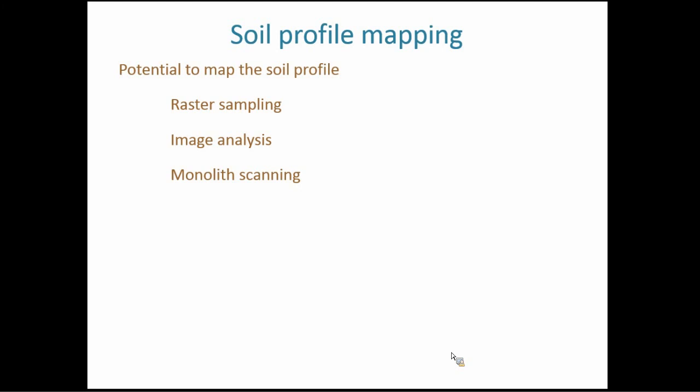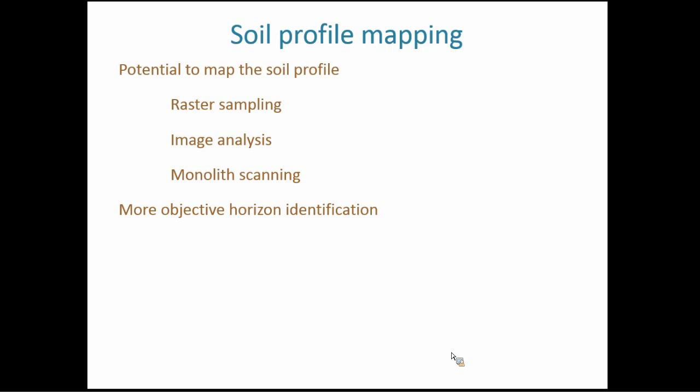The raster sampling is one way. The image analysis is another way, or a monolith scanning. I think a combination of the two or the three, and there is quite a potential to do it faster. I think this is probably the easiest one, but also at least the easiest to obtain the data, but the hardest to obtain the analysis. We might go from there to some more objective horizon identification.